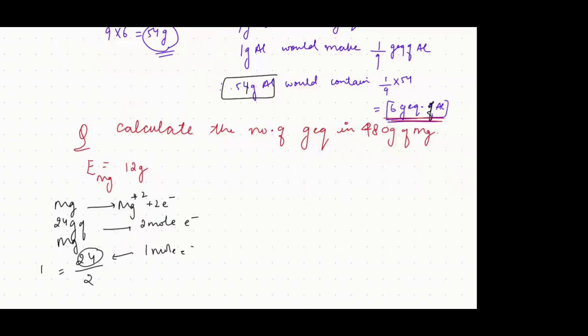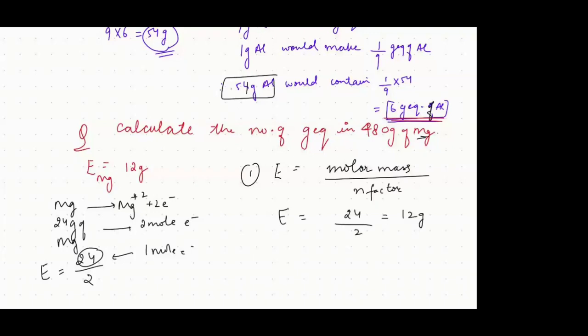So the first step is to calculate the equivalent mass, which is molar mass by n factor. For the element magnesium, valency is 2 and molar mass is 24. You calculate. So this equivalent mass means if you have one packet and you fill in 12 grams of magnesium in it, that will give you 1 mole of electrons. That's step 1. Step 2, what do you do?